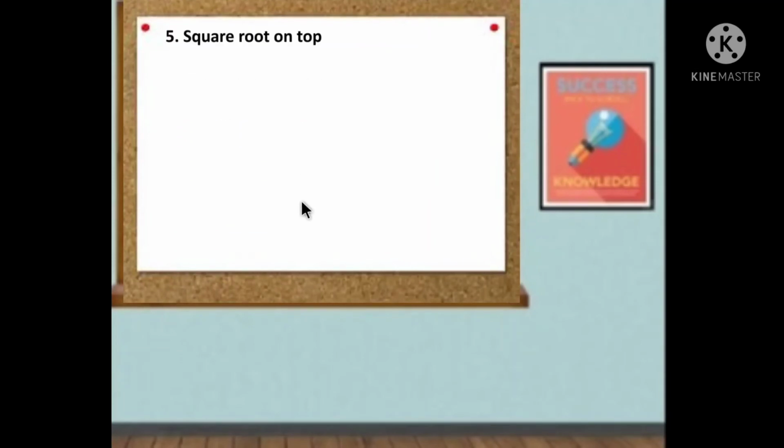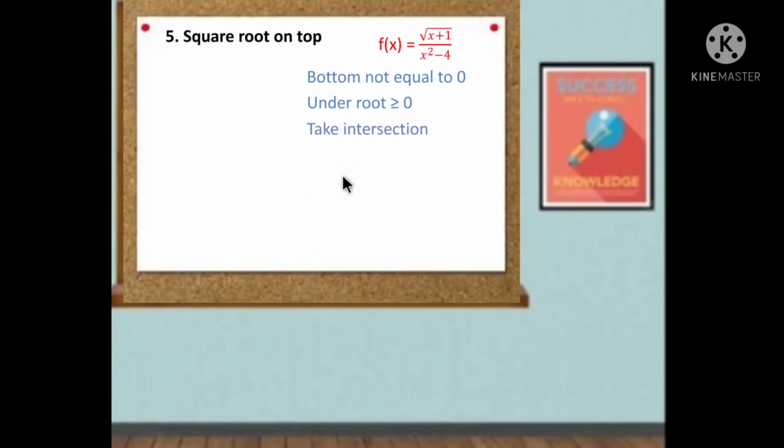And we have here number 5, square root on top. Okay, nasa top naman daw yung square root natin. So, f of x is equal to square root of x plus 1 all over x squared minus 4. So, ang sabi, yung bottom daw not equal to 0. Okay, yung bottom yung ilalim. Tapos, yung under daw ng root niya, lagyan daw natin ng greater than or equal to 0. Okay? Tapos, let us take the intersection. Pag sabing intersection, lahat ng magkakaparehas lang nila na meron.